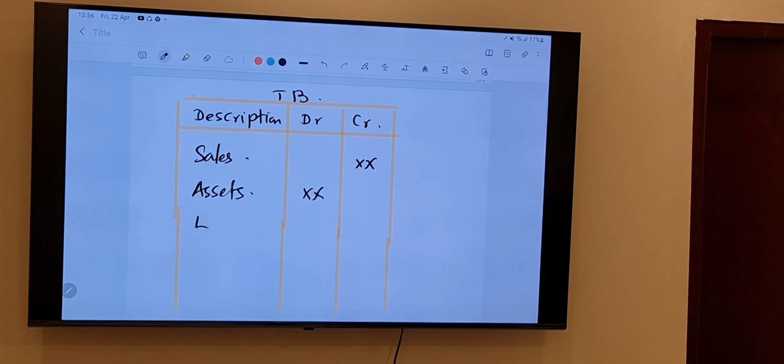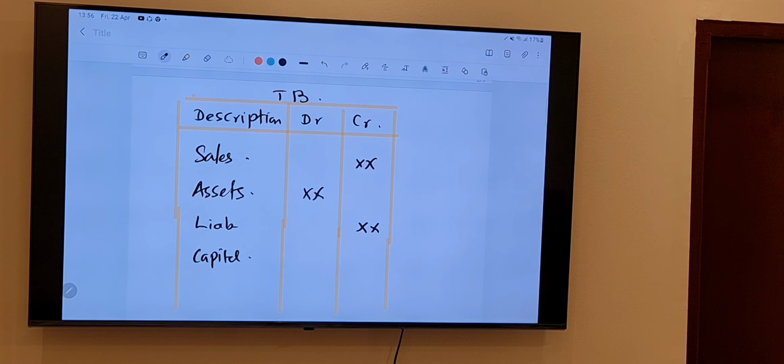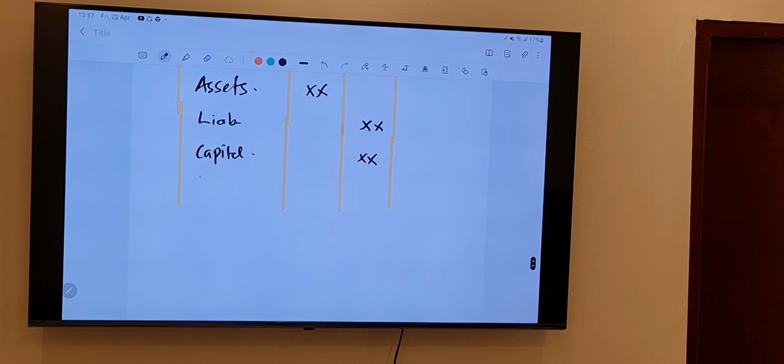And then also you have liabilities. It's a credit balance. Capital. Debit? Capital is credit. Equity. Capital is not an asset. Capital is owner's money, it is a liability, or rather, equity. Nature: credit. So you have it here. And then you have income, and I have written expense.